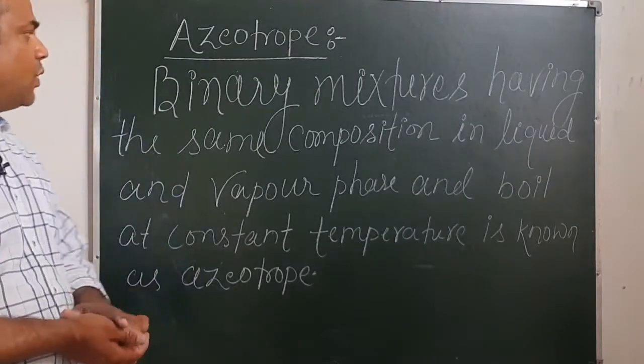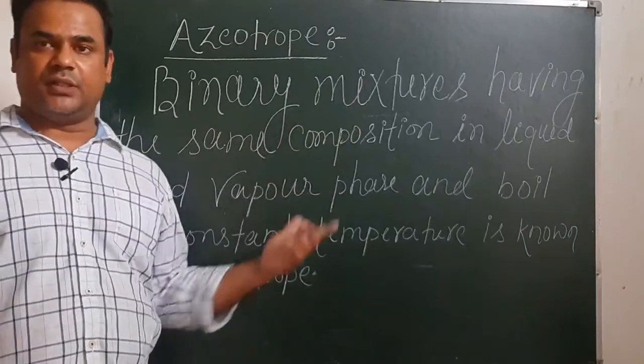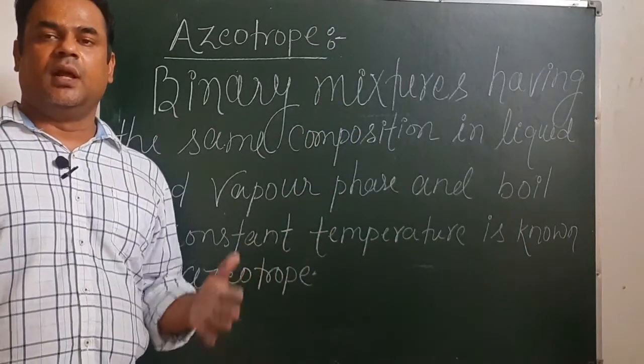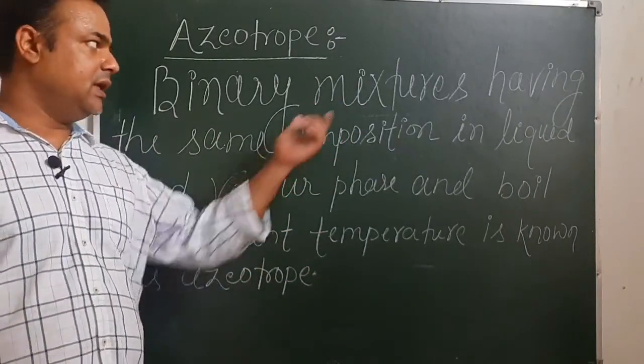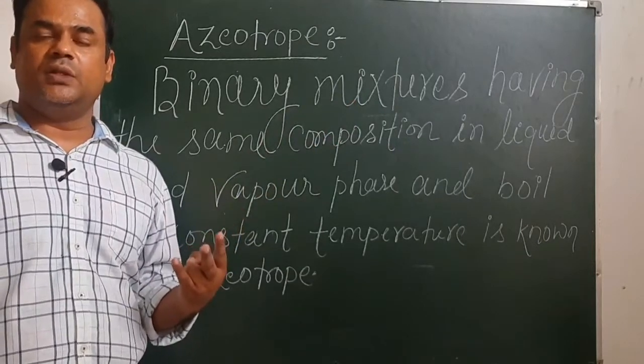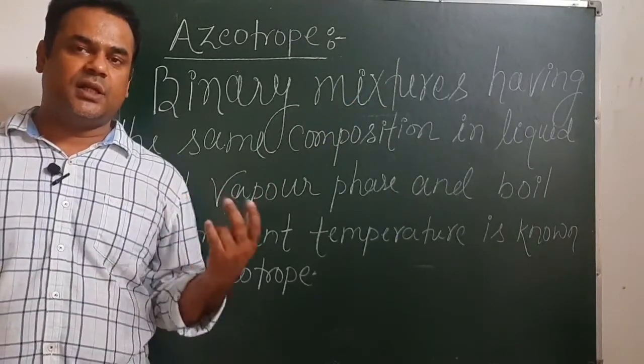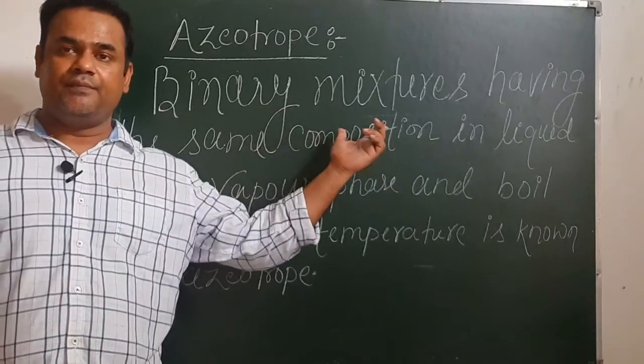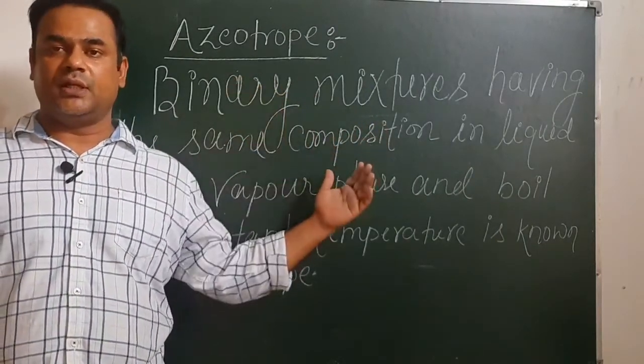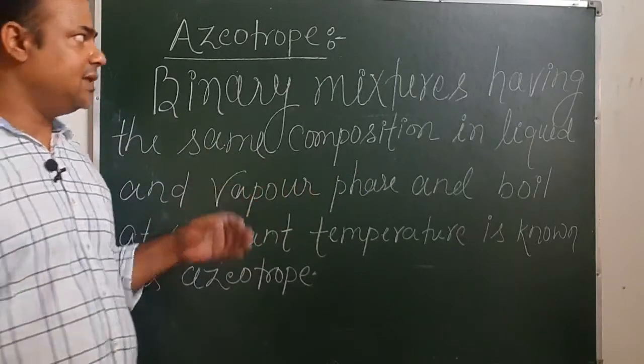Azeotropes. So azeotropes are binary mixtures. Binary mixture means it has two components. In this mixture, if components are 2, then it is called binary. If 3 components are there, then it is called ternary. So this is a binary mixture having the same composition in vapor phase as well as in liquid phase.